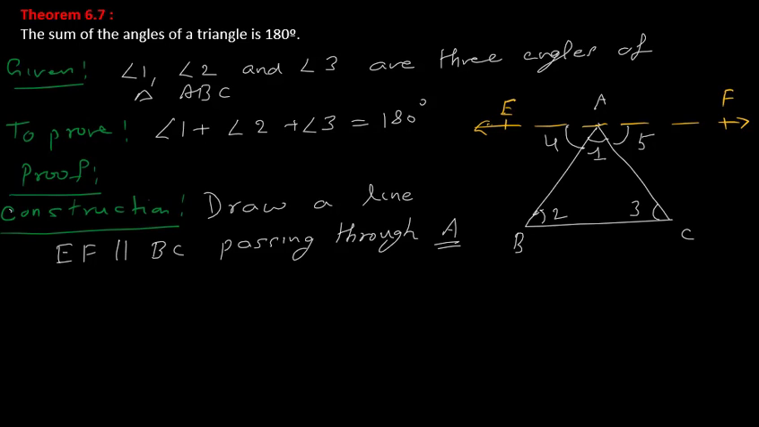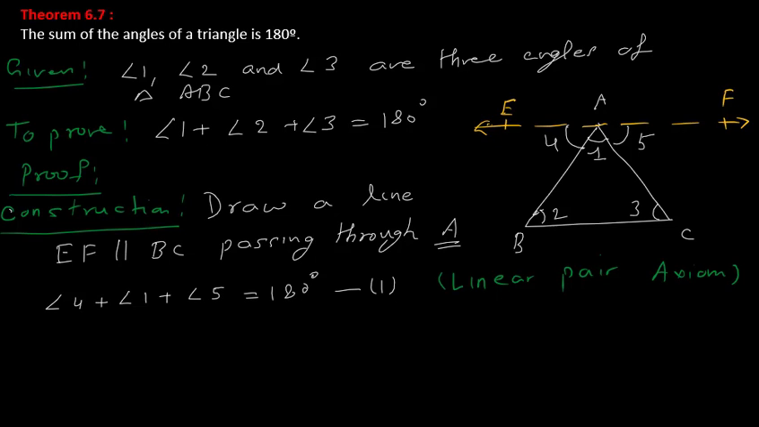Now if you see, angle 4 plus angle 1 plus angle 5, the addition of these three angles is 180 degrees. Yes, the sum of all these three angles is forming a straight line. So I will say that their sum is 180 degrees, and the reason we can write is linear pair axiom. So the sum of angle 4, 5 and 1 is 180 degrees.